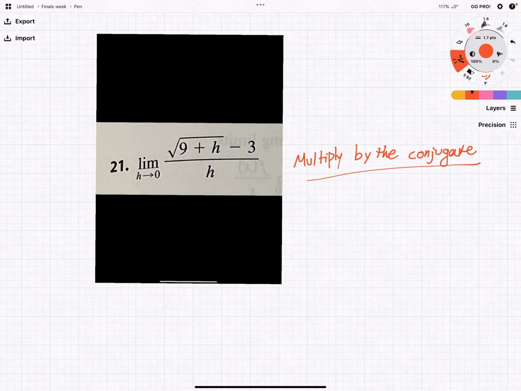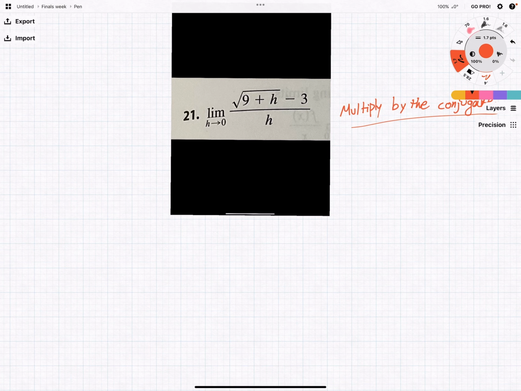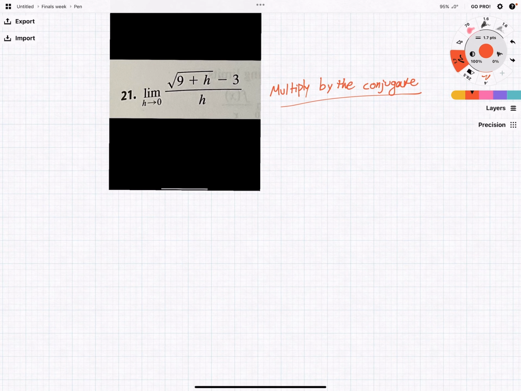So in this case, I see that we have a fraction, and I see that we have a square root with our fraction. So, like I said, most of the time, for basic limits like this, you'll have to multiply by the conjugate. So let's write our problem here. We have square root of 9 plus h minus 3 all over h. And a good rule of thumb is to try to figure out how to get rid of our square roots, or just some way to make this easier to work with.